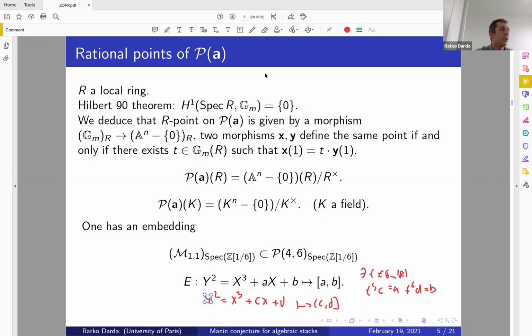And of course, if you want to get an embedding of stacks, you need to firstly say that an elliptic curve over a variety admits equations in the Zariski topology. Okay. So we have seen this stack as a substack of P(4,6).